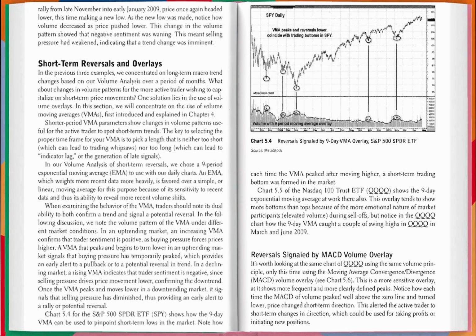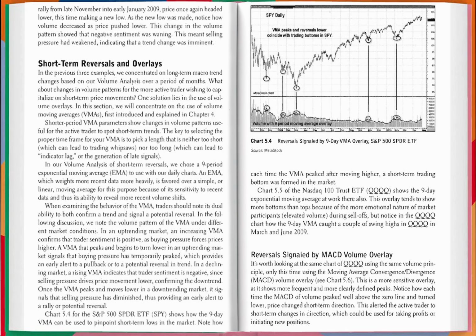In a declining market, a rising VMA indicates that trader sentiment is negative, since selling pressure drives price movement lower, confirming the downtrend. Once the VMA peaks and moves lower in a downtrending market, it signals that selling pressure has diminished, thus providing an early alert to a rally or potential reversal.